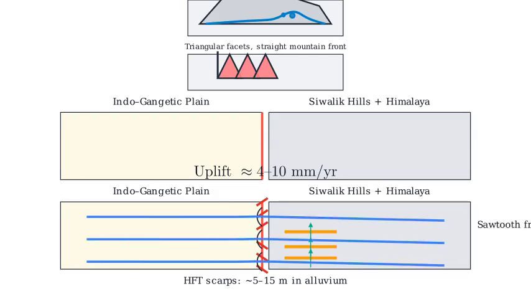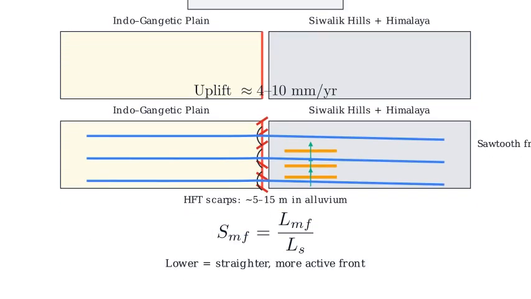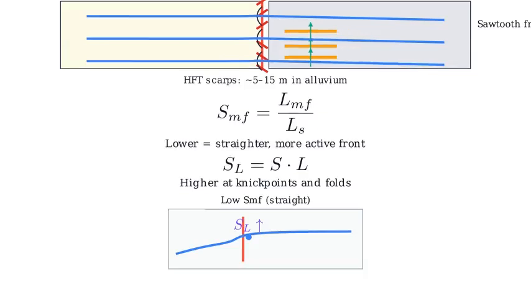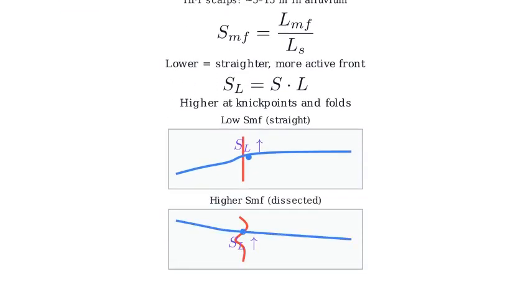How do we quantify activity at a thrust front? Two handy metrics help. Mountain front sinuosity, Smf, equals Lmf divided by Ls. Low values mean a straighter, youthful front. Stream gradient index, SL, equals local slope times reach length. High values at folds or scarps signal active uplift. Let's compare a straight, youthful front and a dissected, older front, and place a river with a nick point on each.